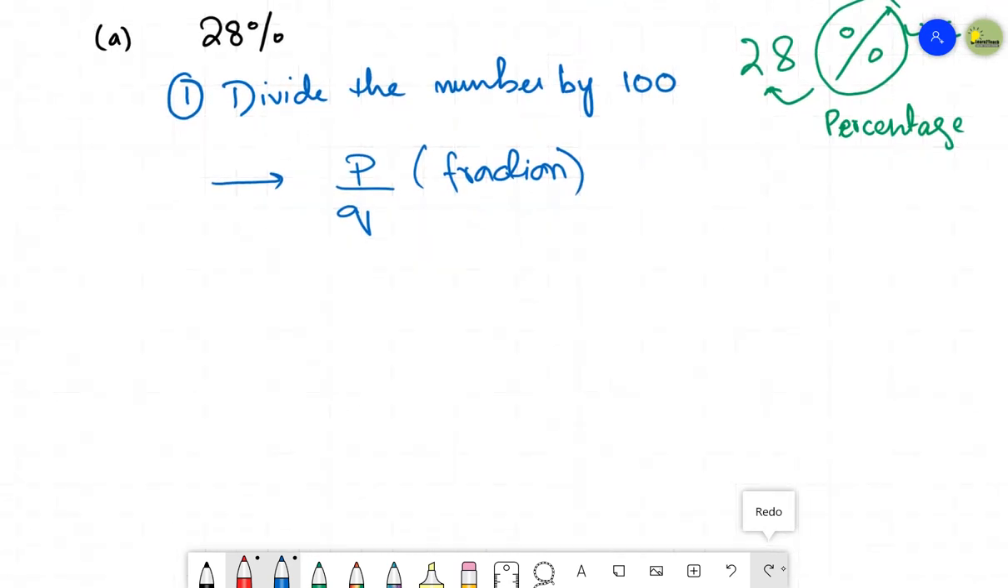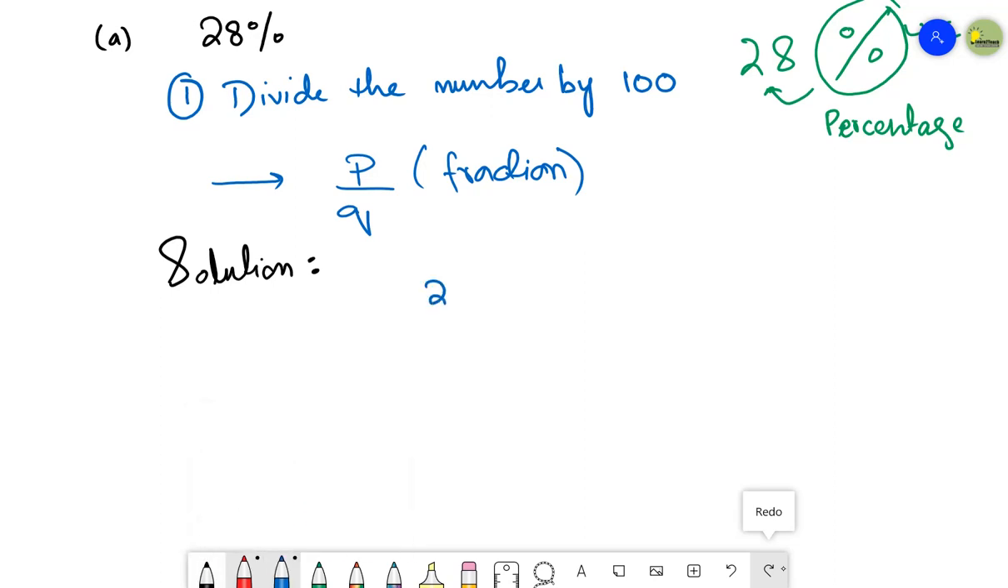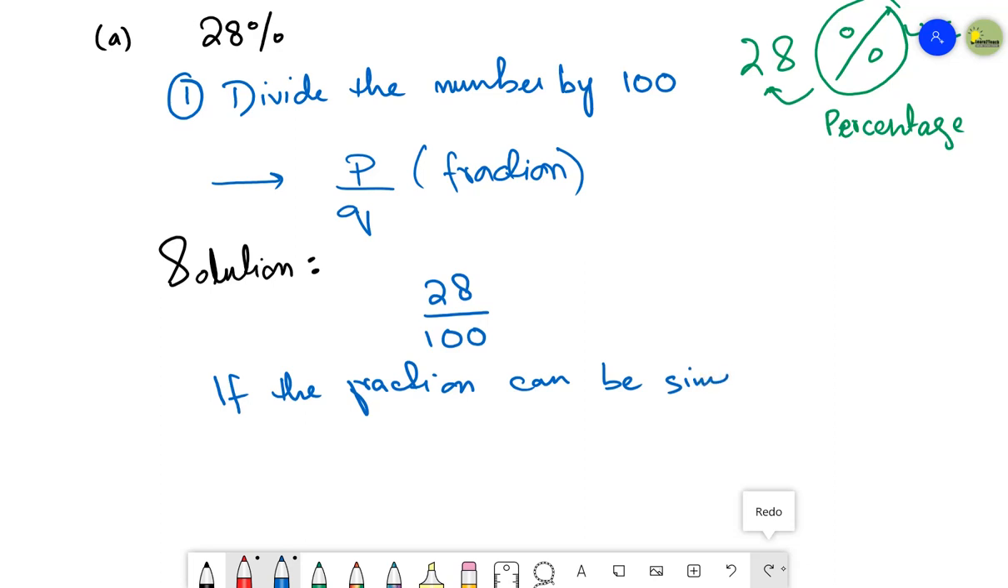Let's have the solution of 28%. In order to convert this 28% into a fraction or a ratio, you need to divide the number 28 by 100. Okay. Now, this is not the only step. 28 upon 100 is just the first step. In the next step, we will see whether the fraction can be simplified, and how we can find it out.